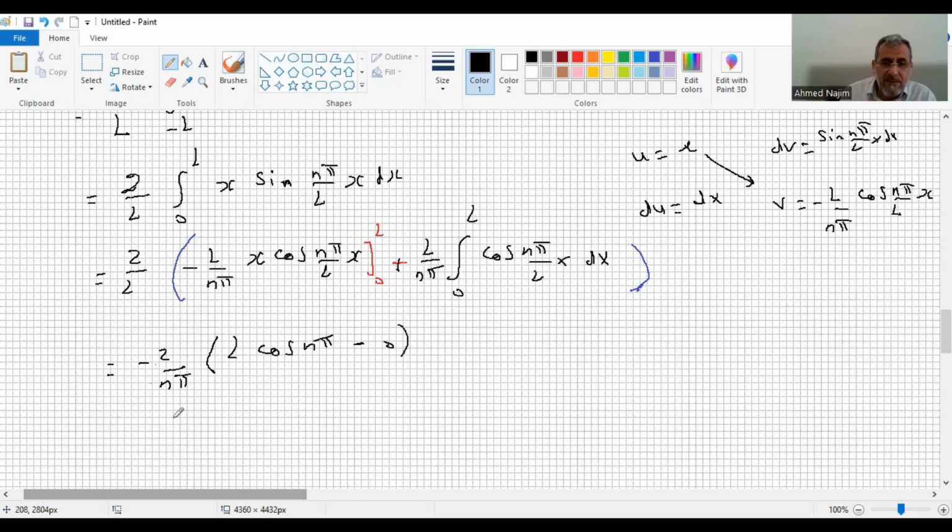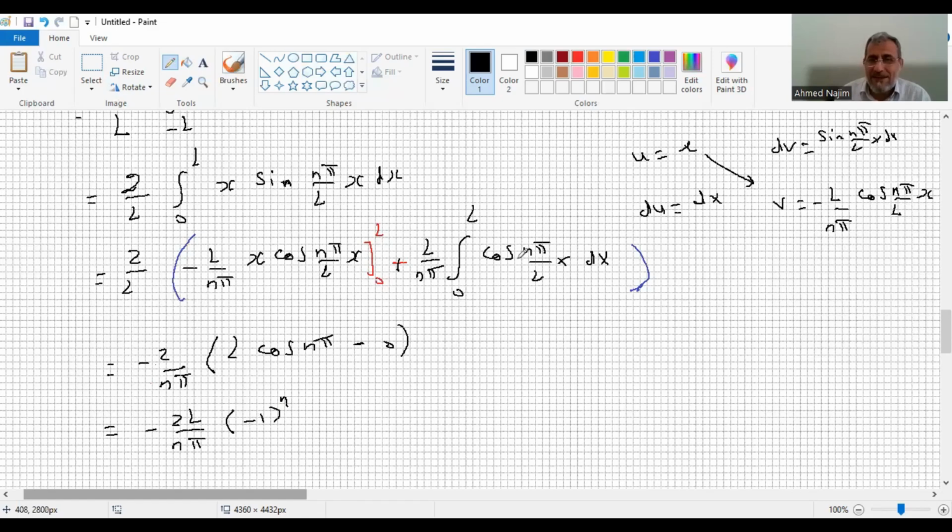So that means this one equals negative 2 L over n pi cosine n pi. This is based on n. If n is odd, that is 1, cosine pi, cosine 3 pi, what will this one be? Negative 1. And if n is even, like 2, cosine 2 pi, in this case it is 1. So this will be negative 1 to the power n. If n is odd, it will be negative 1. If n is even, it will be 1.